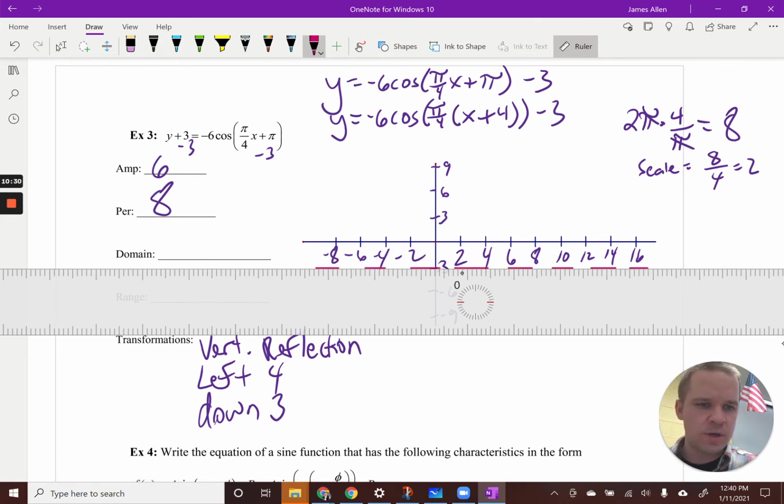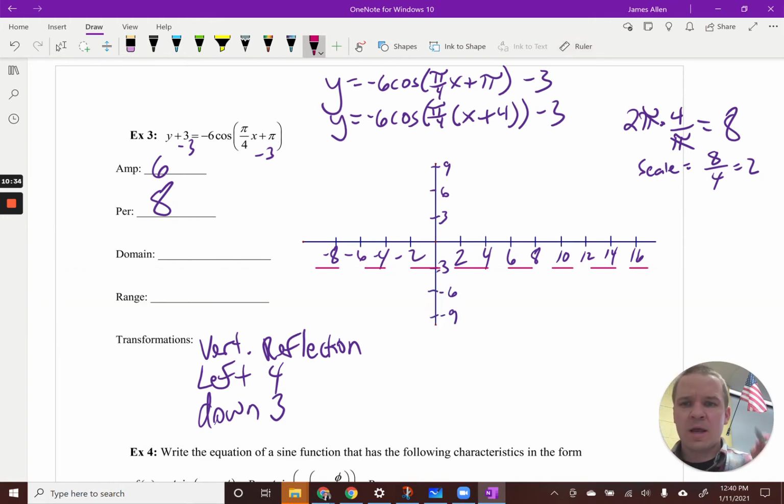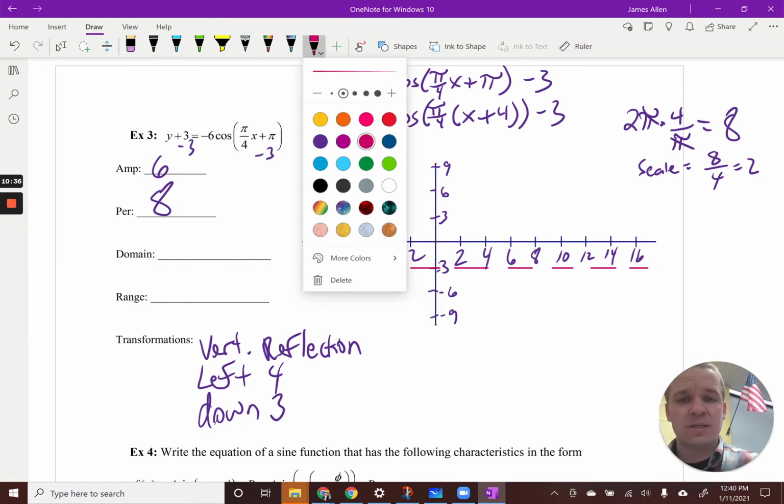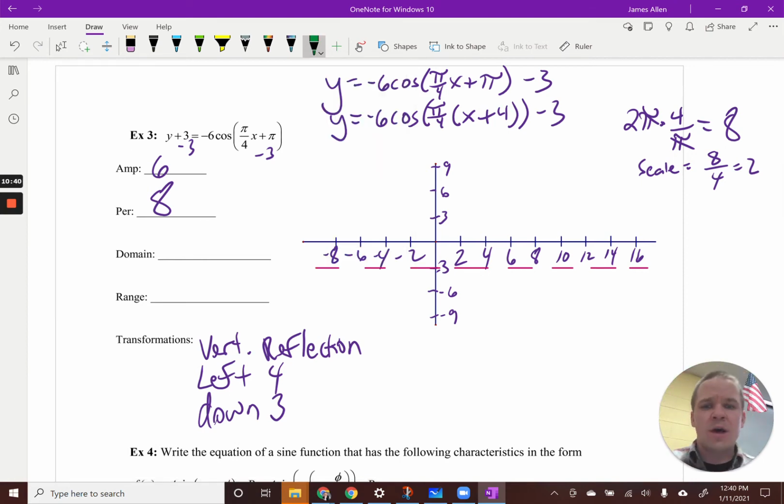We'll do a light sort of purplish, more of a plum, I would say. Okay, we got that. Now cosine starts on the midline. I'm going to go green. Get all the colors going. The cosine function usually starts above the midline, but because it was a reflection, it's going to be below the midline, 6 below the midline because of my amplitude, and we're going to the left 4.